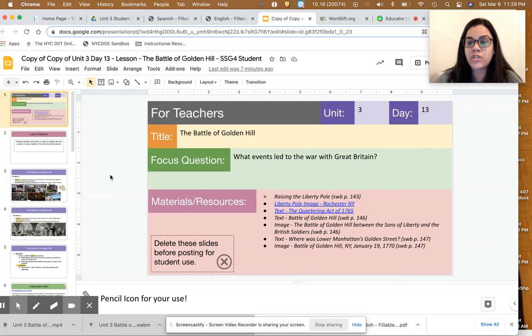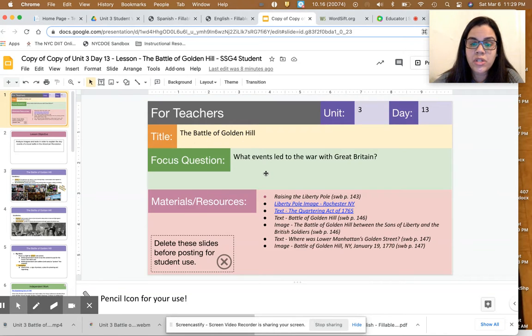Today we're going to continue collecting information on events that are leading up to the American Revolution. We learned yesterday, based on the images that we studied and on the previous day's lesson, that the colonists are already really angry with the British government over the new taxes and acts that are being imposed. So today we're going to look at what were the causes and the results of the Battle of Golden Hill.